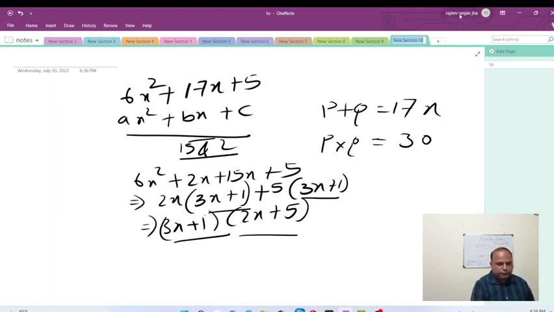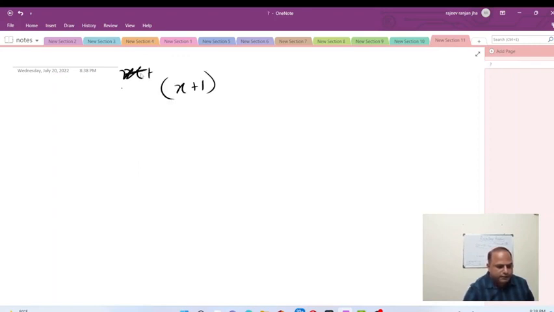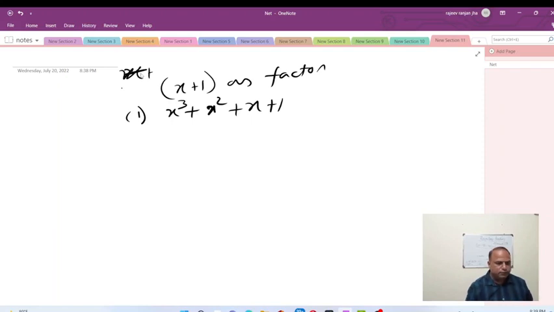What is the first question? You can open your NCERT course book and see the first question. The first question is: determine which of the following polynomials has x plus 1 as a factor. I'll write it again: x plus 1 as a factor. We solve question number 1. The polynomial is x cube plus x squared plus x plus 1.